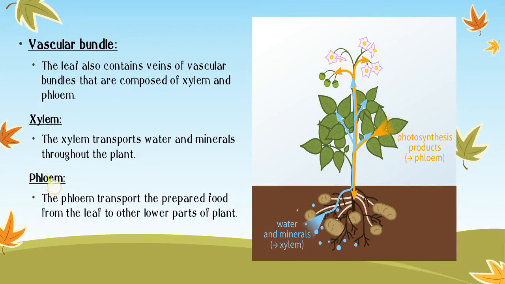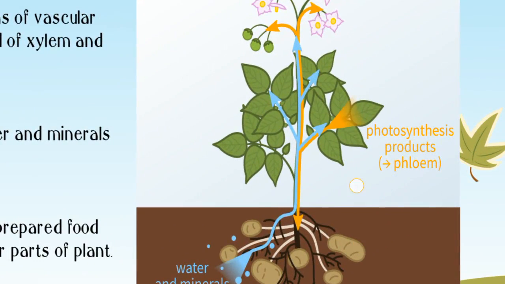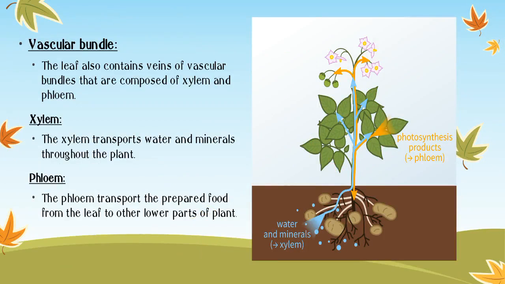Then phloem. Phloem also has a very important function. The phloem transports the prepared food from the leaf to the other lower parts of the body. Okay, the food is prepared in the plant by the process of photosynthesis, and the phloem cells will transfer the prepared food to all parts of the body, to the roots, to the stem, to the other parts of the plant body, because food is prepared in the leaf and it has to be transported to the other parts of the plant for their survival.